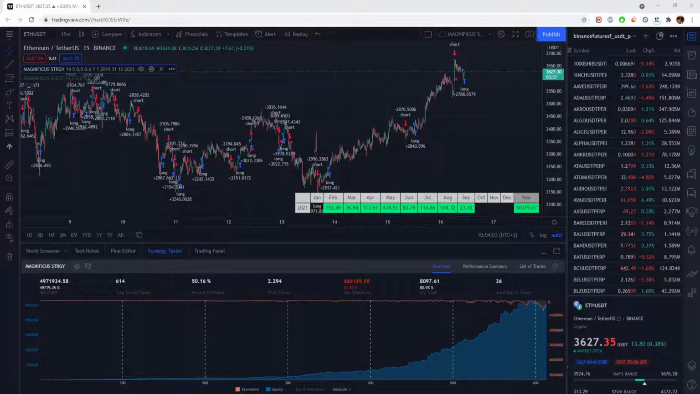So far from my tests, it seems to work extraordinarily better than everything that I had so far. And I hope that in the forward test and in the live test it's going to perform the same way as I said in the backtest.